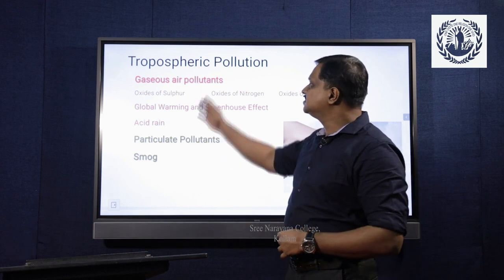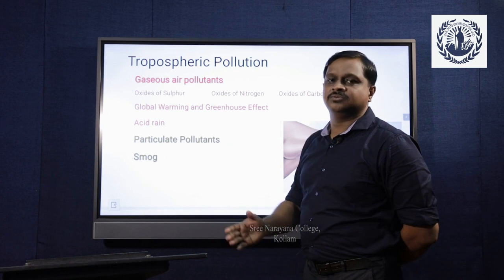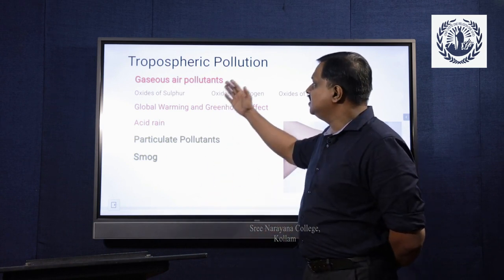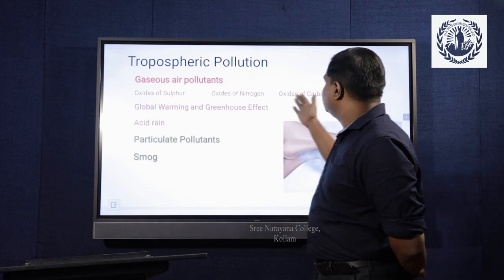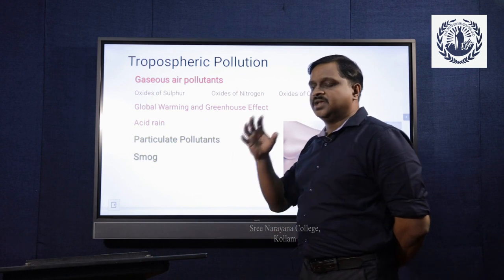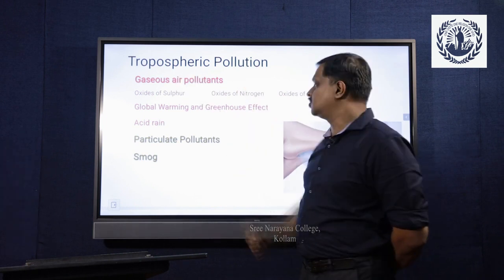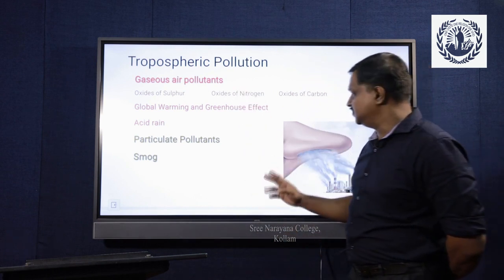If we want to control this type of pollution, we have to be very careful about dealing with the sources. So we have to control the emissions of oxides of sulfur, nitrogen, and even the oxides of carbon, so that we are able to control the pollution that is happening in the troposphere. These are the important types of pollution that happen in the troposphere.